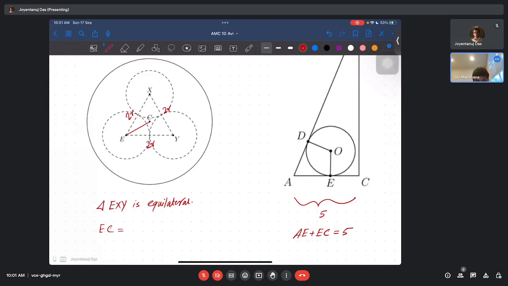Length of EC? No, telling length of EC. Yes, yes, length of EC. R times the square root of 2? No, no. In an equilateral triangle there is a formula, right? I'm trying to remember. Oh, okay. 30, 60, 90.